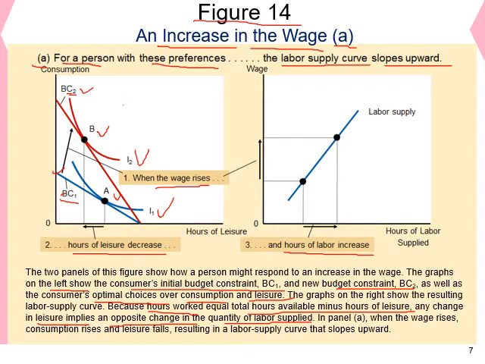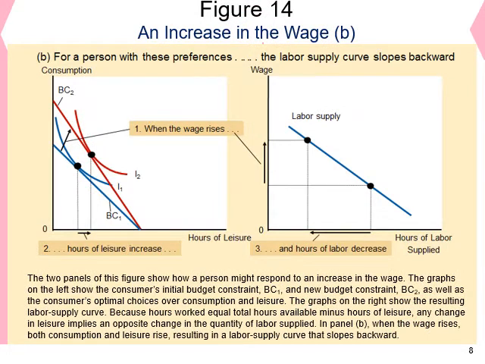So in panel A, when the wage rises, consumption rises and leisure falls, resulting in a labor supply curve that slopes upward, with a positive slope. You see that labor supply slopes upward: higher wages imply higher labor supply.